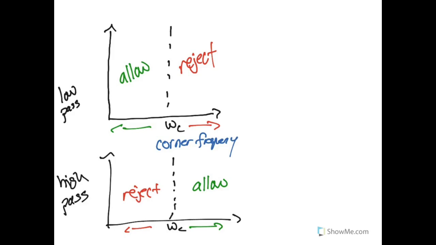It's not that if this is set to 100, signals that are at 99 will be automatically rejected and signals that are at 101 will be automatically allowed. We will see that there's actually some roll-off and some trade-off in between these areas, that it's not perfect, but generally we'll talk about the corner frequency where our filter begins to operate.